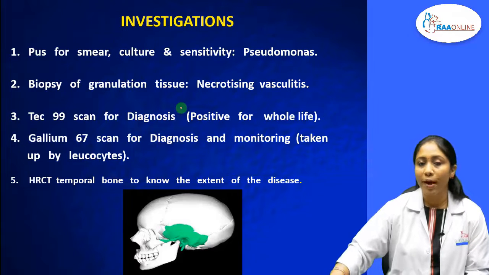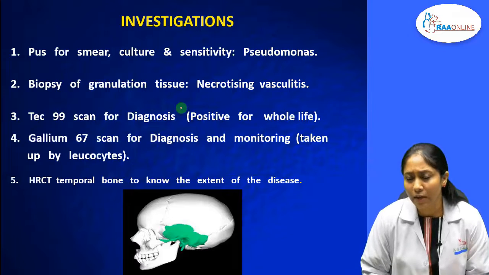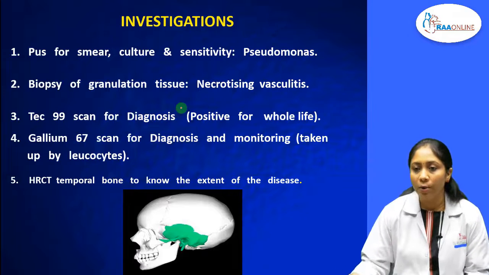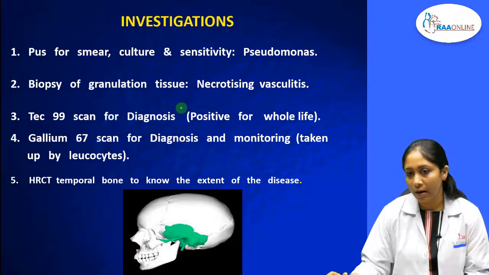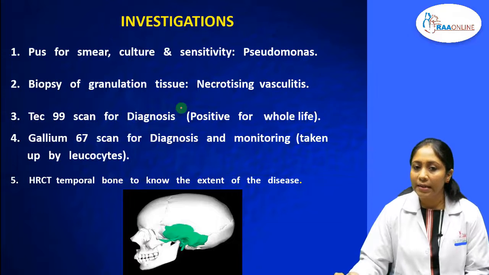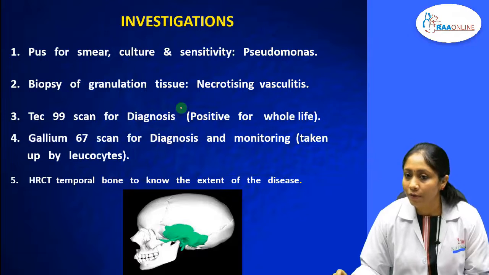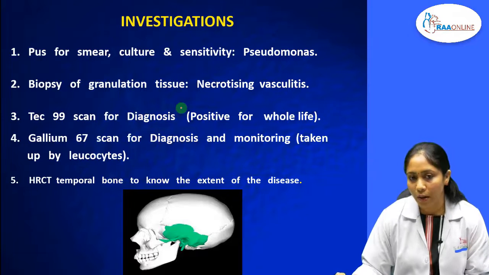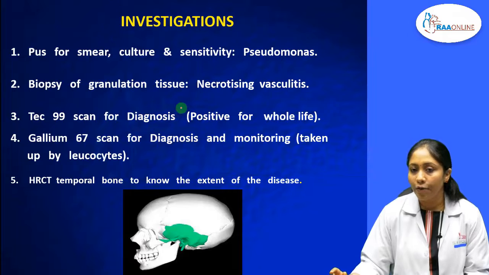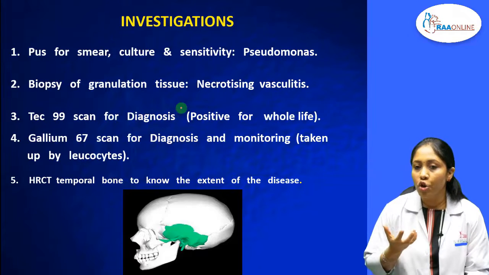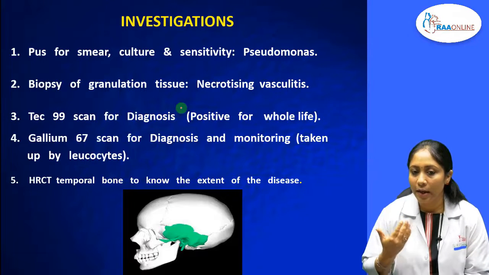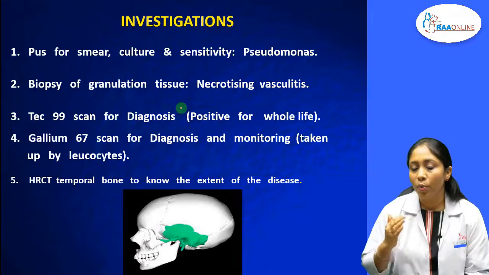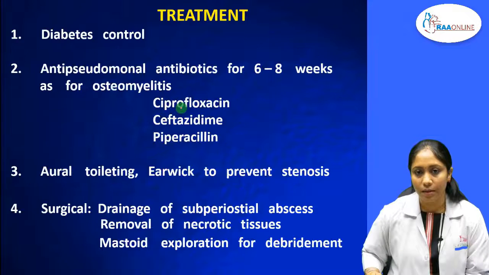So investigations: you will have to obviously send pus for smear, culture and sensitivity, and as I told you, generally the organism that we encounter is Pseudomonas, and biopsy is also recommended wherein you see necrotizing vasculitis. A technetium-99 scan is always used for diagnosis, which will remain positive for the entire lifetime of the patient even if the infection is well controlled. A gallium scan can be done for diagnosis and monitoring, which will just show the pickup by the leukocytes. And we all today do an HRCT of the temporal bone to know the extent of the disease with respect to the spread in the skull base.